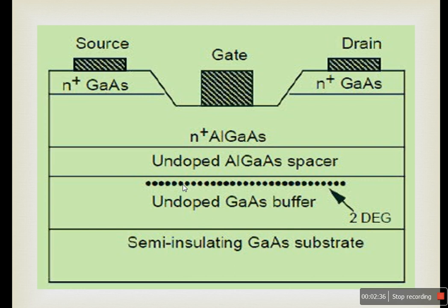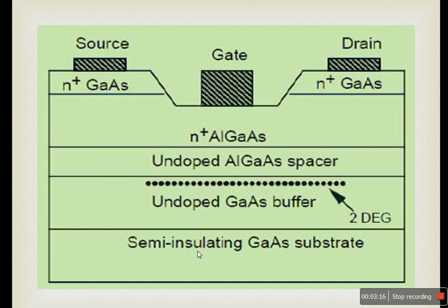This is the structure of the high electron mobility transistor. In the base we are using the semi-insulating gallium arsenide substrate, which is undoped, and after that we are using gallium arsenide as the buffer. These are the undoped materials and this is the doped material. Doping is nothing but adding some type of impurities to the pure semiconductor material. The band gap of the substrate material is different when compared with the undoped gallium arsenide buffer.